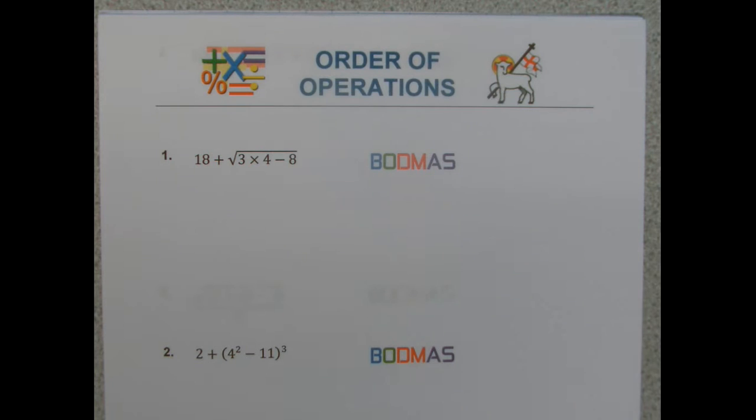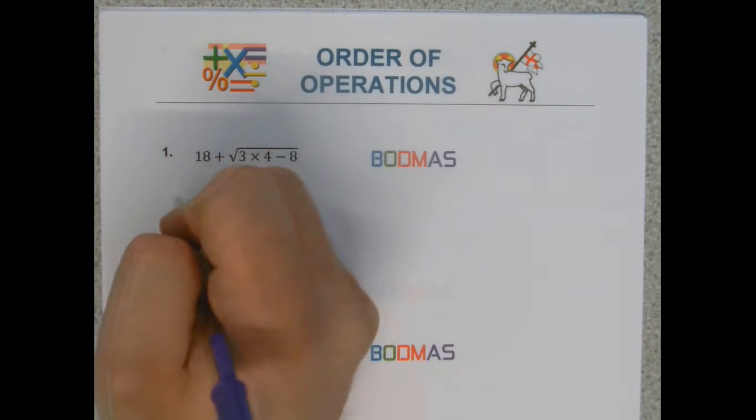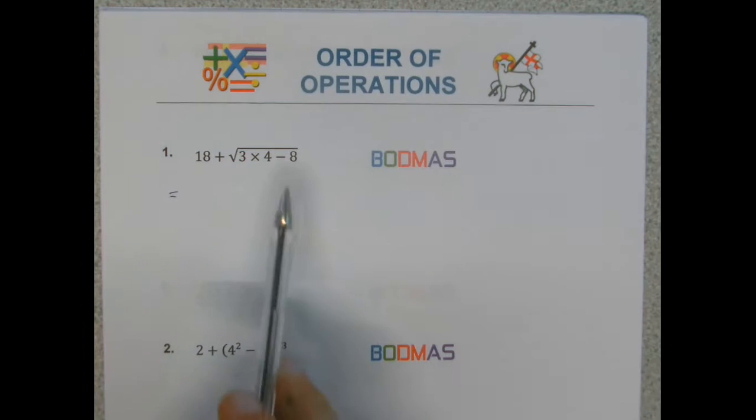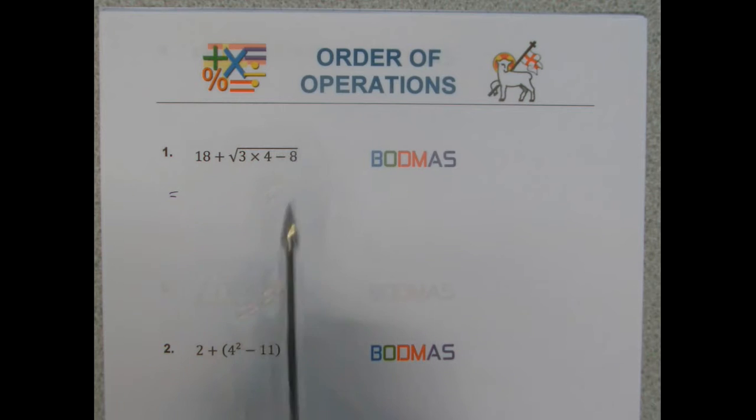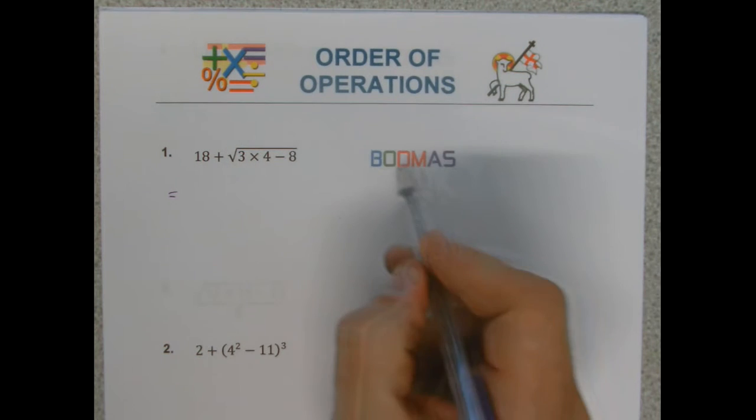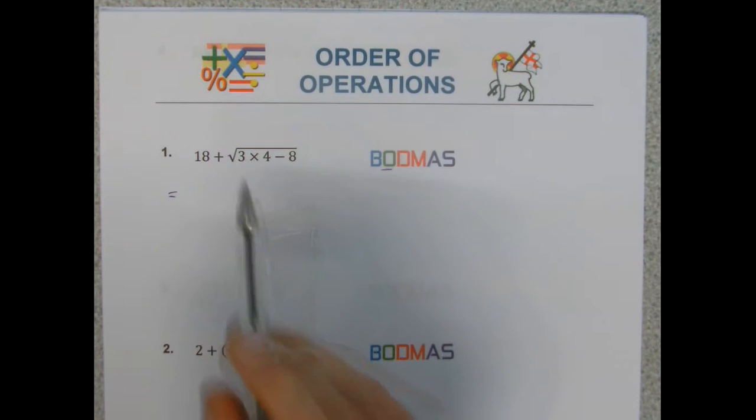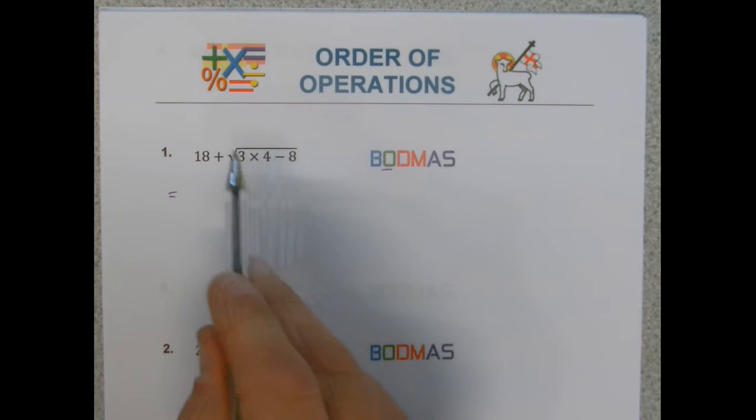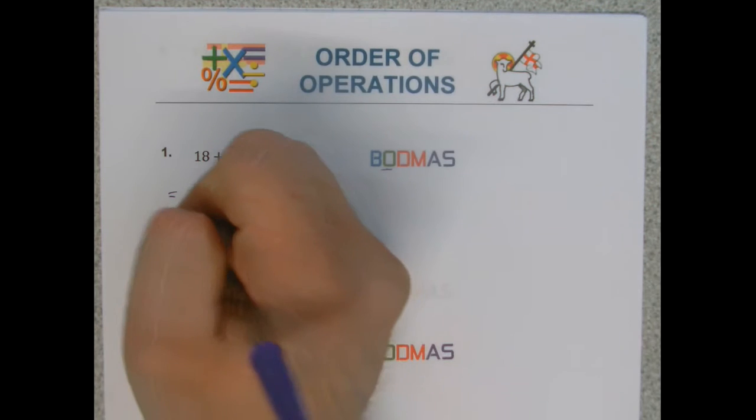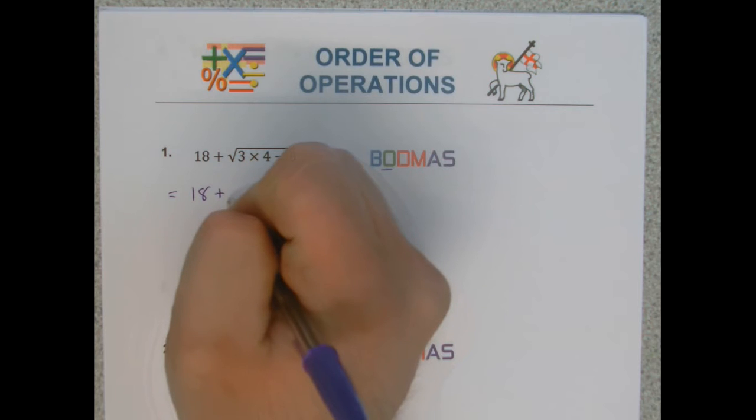Okay, order of operations, now applying to these calculations using BODMAS. Now, when you've got this type of question here, you can see we've got 18 add, but this is the square root of all of this in here. So that brings in the O, of course, the square root of all of this. So the square root has priority, okay? You're going to work out the square root first.